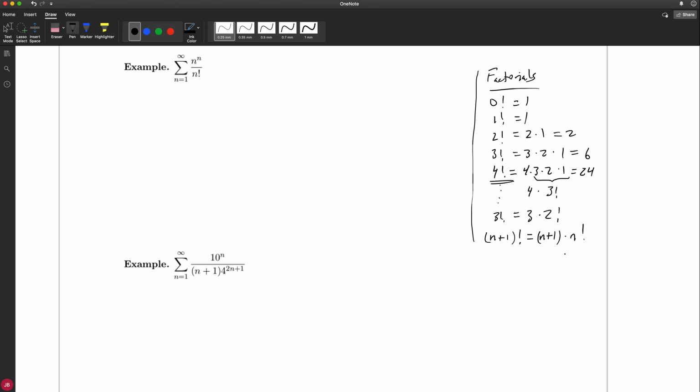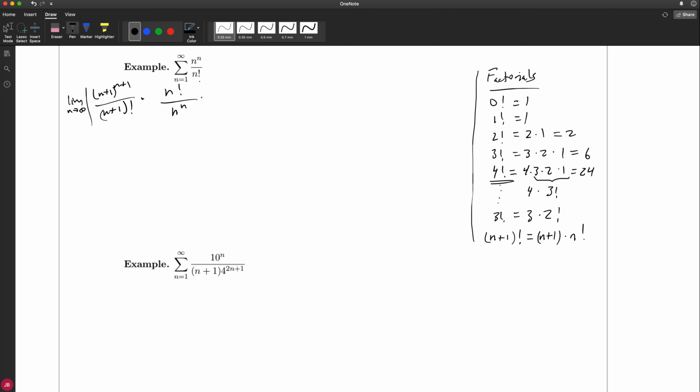So let's come over here now. Let's apply the ratio test. So we have the limit, n goes to infinity, absolute value, plug in n plus 1, and then flip and multiply, plug in just n.